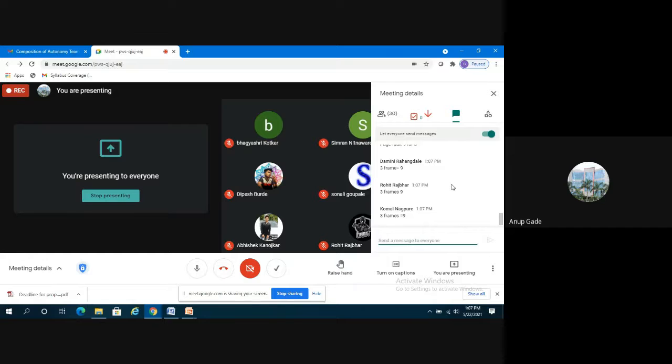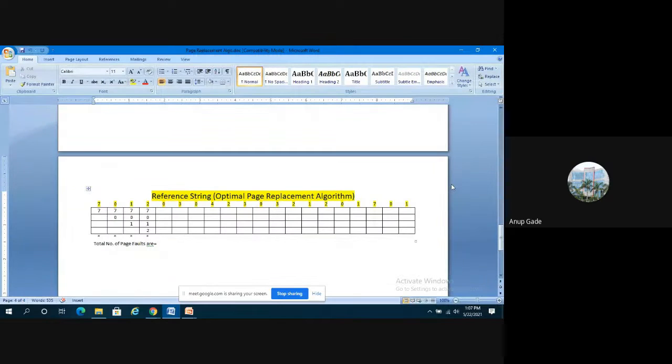You are going very slow. I've done it very quickly. Tell me fast. With 4 frames, how many page faults will occur? Parallelly, I am also doing it. You should do it in a faster manner than I am doing.